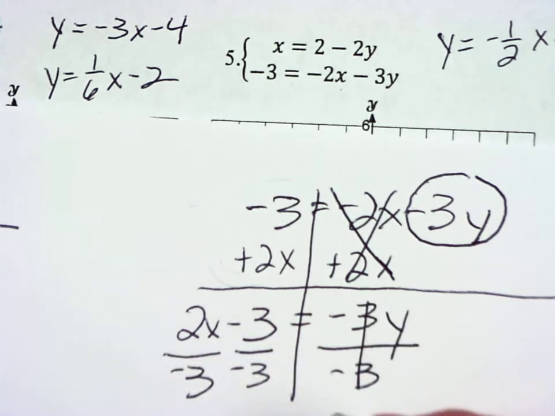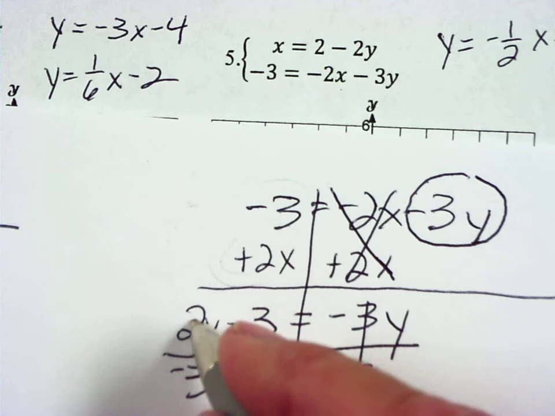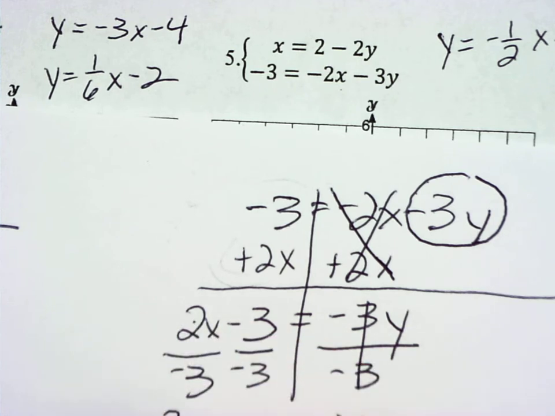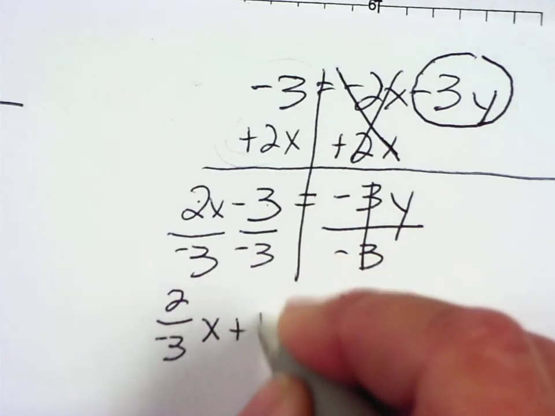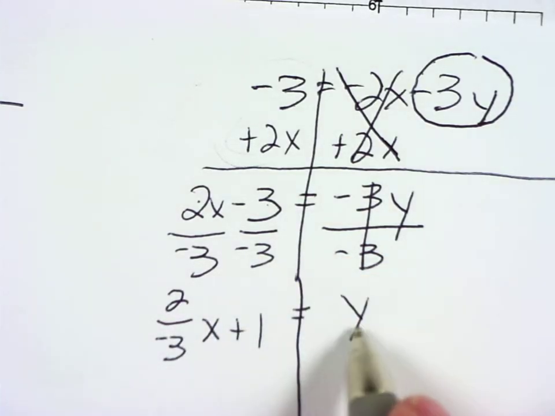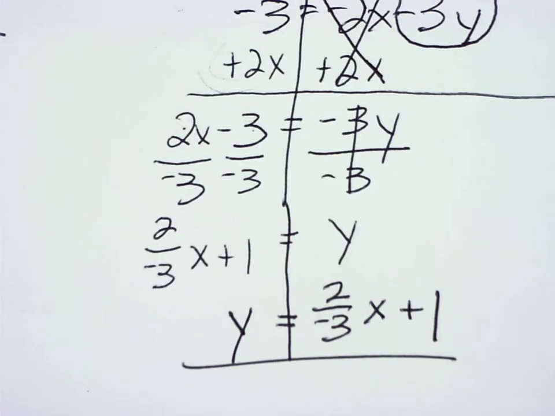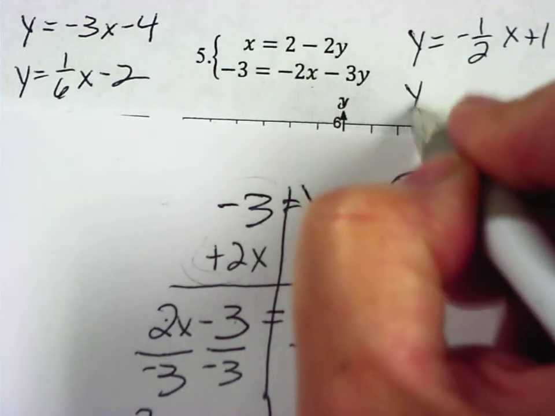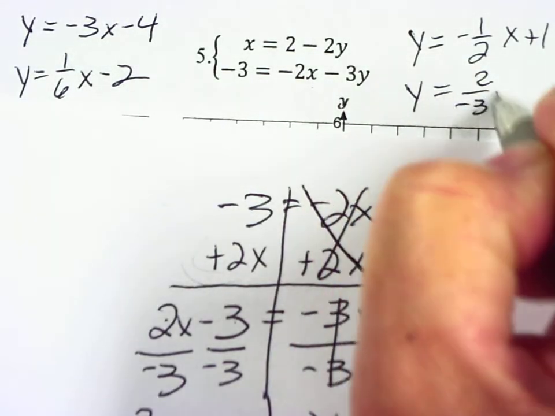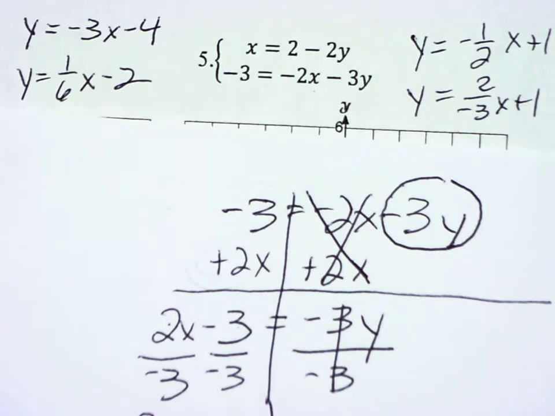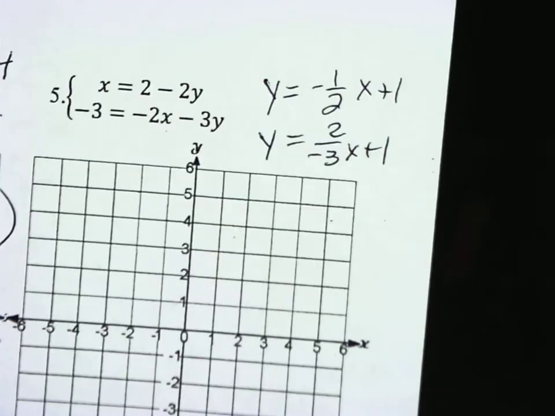This cancels out. Y equals 2 over negative 3x. Negative 3 divided by negative 3 is positive 1. This is perfect, but it's backwards, so I'm going to rewrite it. Flip it over, make sure you don't change the value of any of your terms. And there is my equation in slope-intercept form. Y equals 2 over negative 3x plus 1. Okay, so there's my two equations that I'm going to graph.